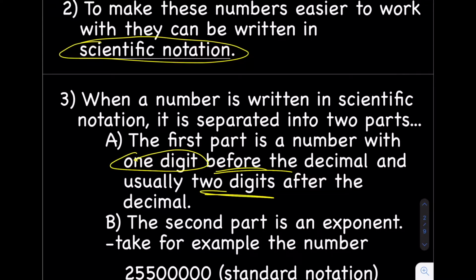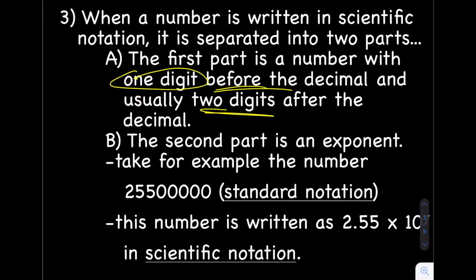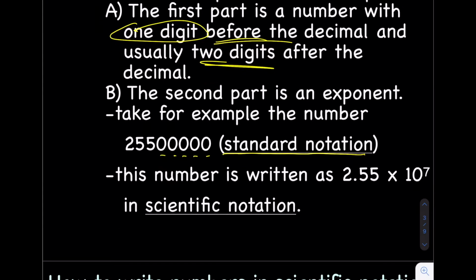Now let me show you how we would work this. This number here, 255,000,000, is normal writing, and we call that standard notation. If we were to write this in scientific notation, we would write it as 2.55. So we have one digit before the decimal and 2 digits after, right? That was part A. And then part B, we use this exponent, which is times 10 to the 7.